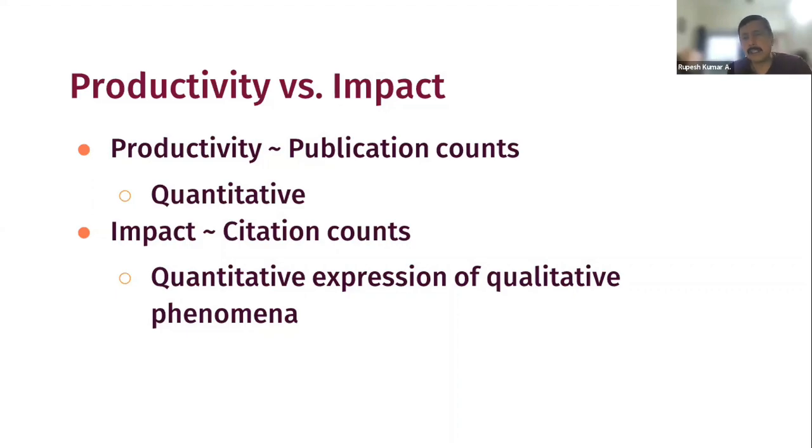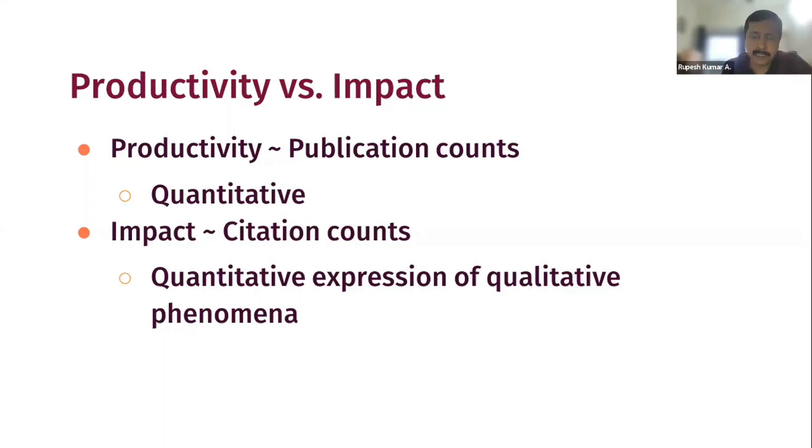That means if you take any two authors, author X and author Y, and if you count the number of publications made by author X and the number of publications made by author Y, it's easy to compare and answer a question, who is more productive? In other words, whoever has made a more number of publications is considered more productive.